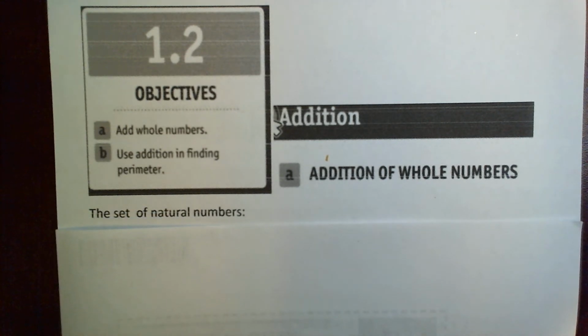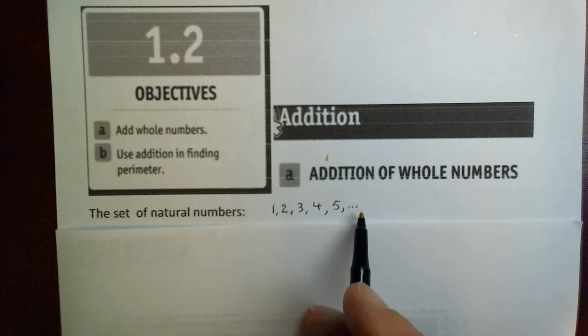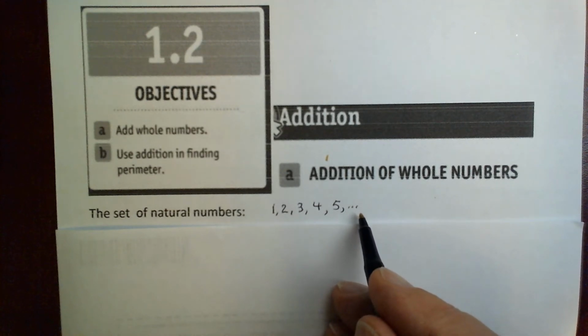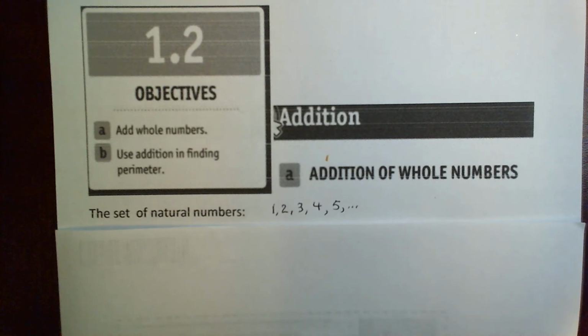First of all, we're going to define the set of natural numbers. The set of natural numbers begins with 1, then 2, 3, 4, 5, etc. It keeps on going in this pattern. That's what the 3 dots, or ellipsis, means. And there is no largest natural number. It just keeps on growing.